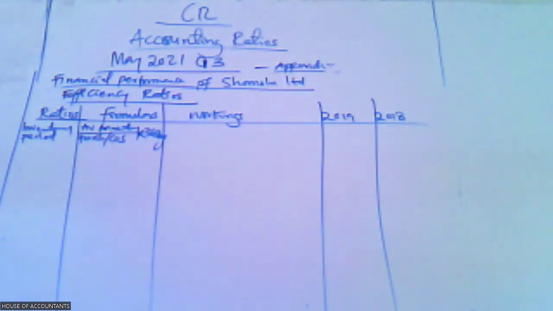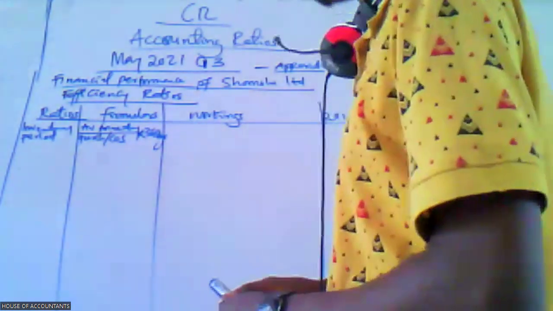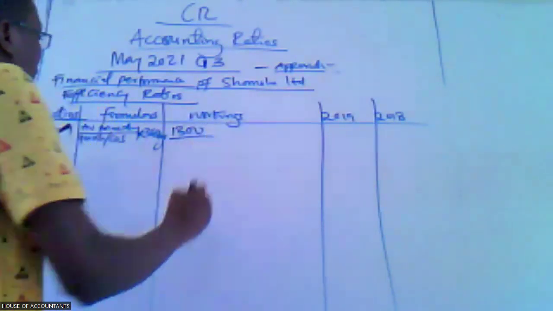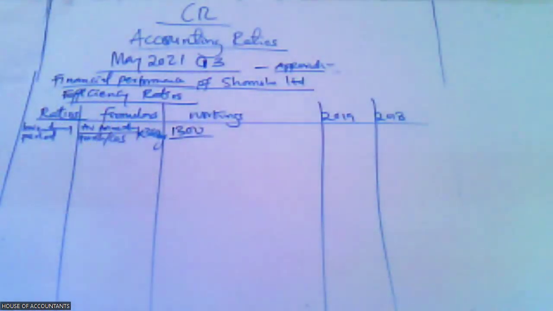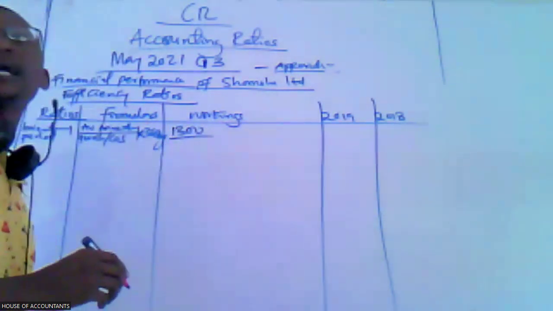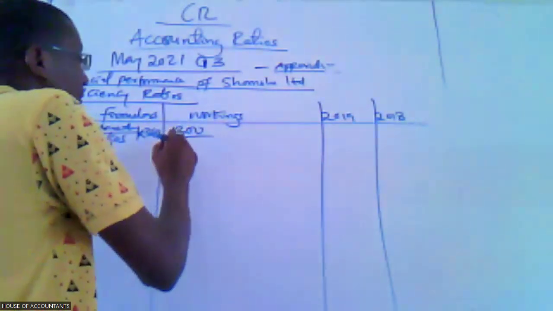So in this question, we won't be able to do that average, because we have 2 years and we won't be able to get the other year. So we just take the closing inventory. What is closing inventory for 2019? 13. Do we have purchases in the question? No. So we have cost of sales. How much is the cost of sales for 2019? 6,000.